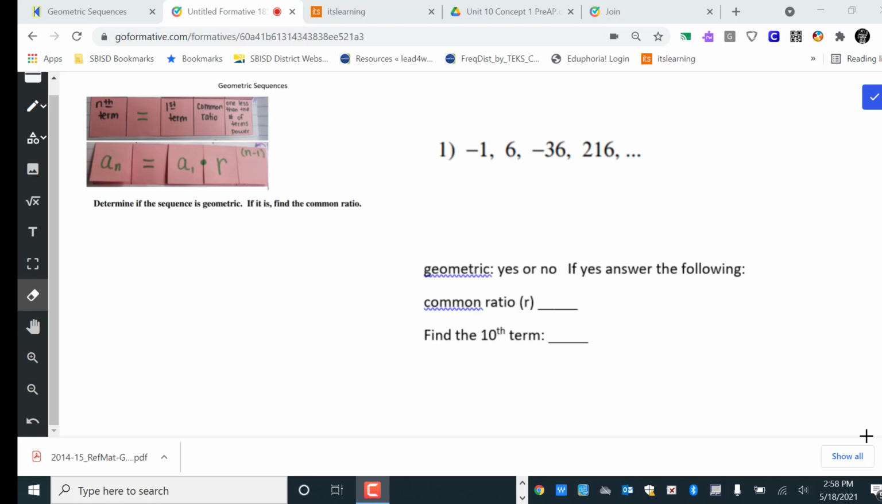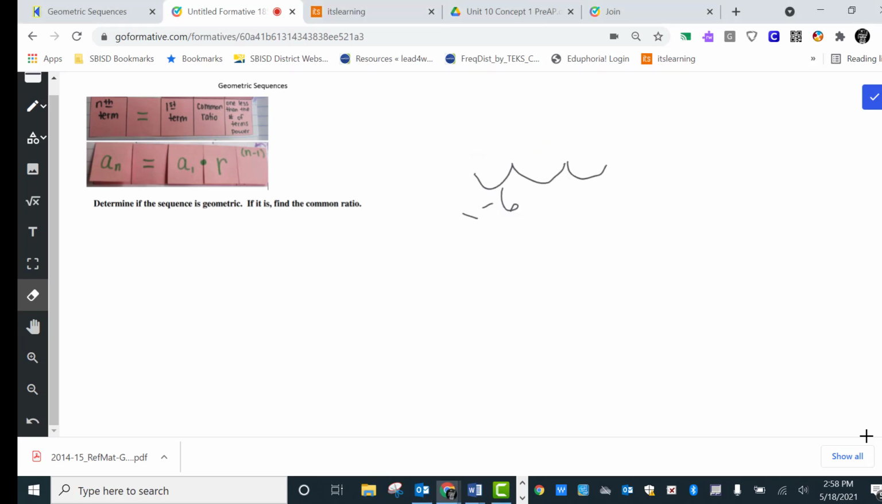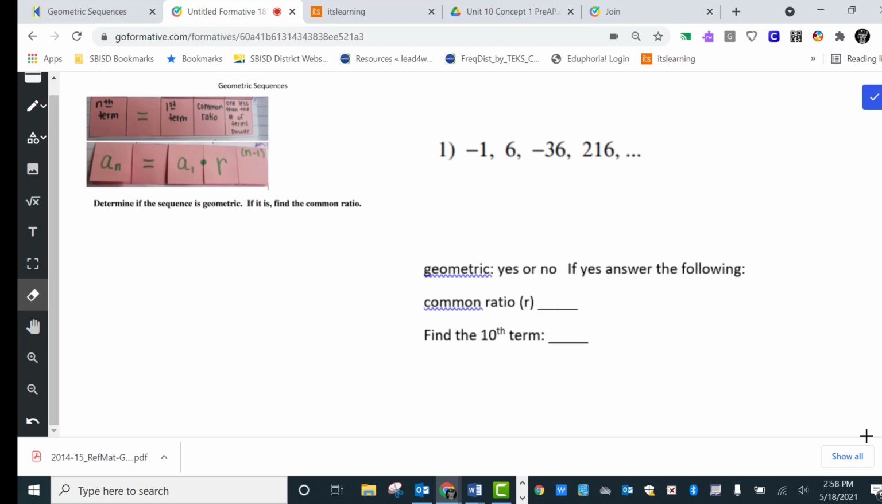So for instance, if I look at negative 1, 6, we're going to look at the first term, negative 1, and see if I can multiply the first term by a number to get to the second term. That's going to work, so negative 1 to 6. I have to multiply negative 1 times negative 6, negative 36.